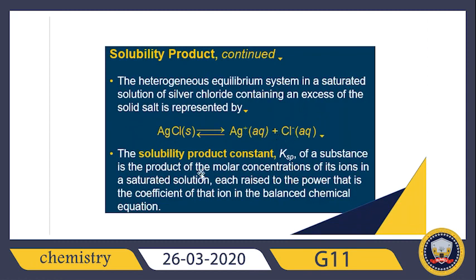Again guys, the solubility product constant, or KSP, as we said, is used to describe how soluble a substance is, and the KSP of a substance is what, guys? It is the product of the molar concentrations of the ions that will be produced from this kind of salt in a saturated solution, each raised to what? Each raised to the power that is the coefficient, guys, of that ion in the balanced chemical equation. So it's important to write the balanced chemical equation, since we are going to include the coefficient of each of these ions in our calculation.